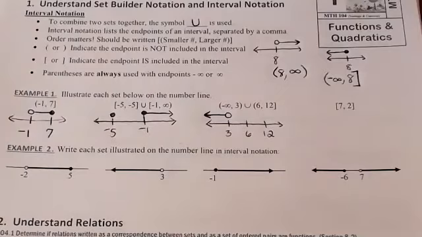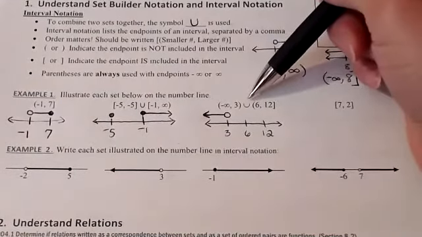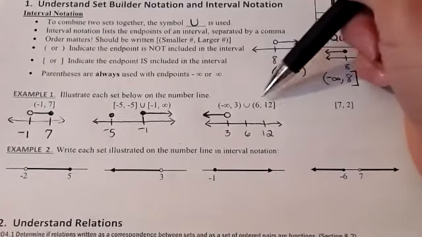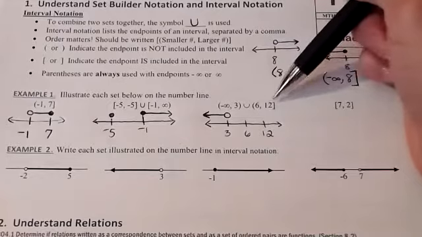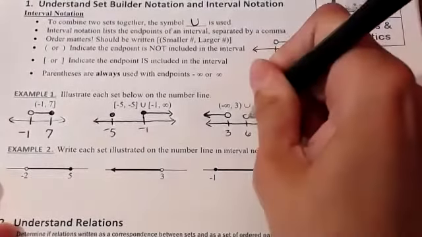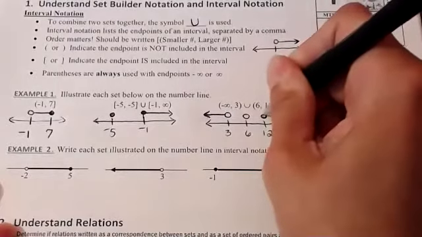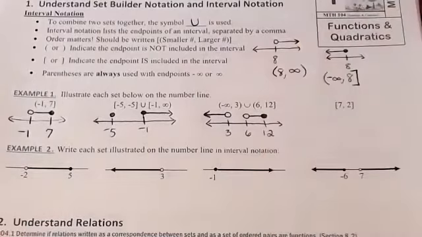not including that 3. Union, so also we are including all the values between 6 and 12, but 6 is going to be open and 12 is going to be closed. So we are not including 6, but we are including 12 and all the values that lie between them. That's how you would draw the interval on a number line for this particular set.